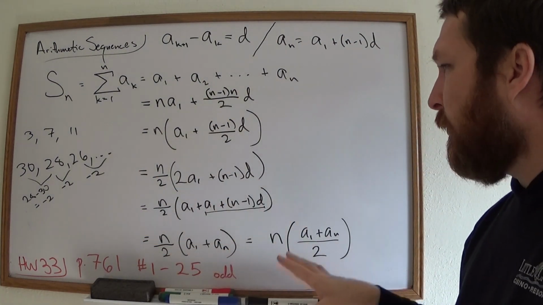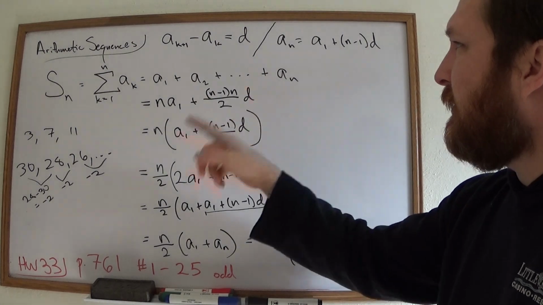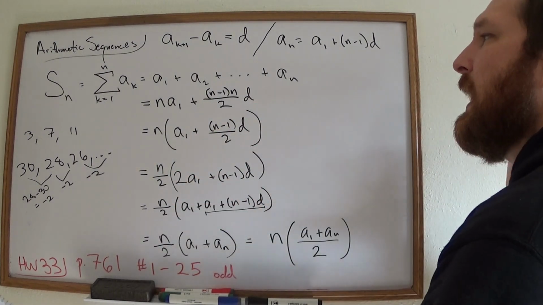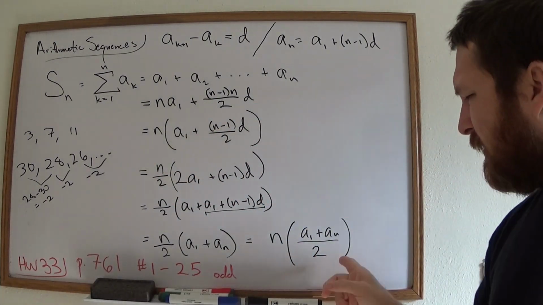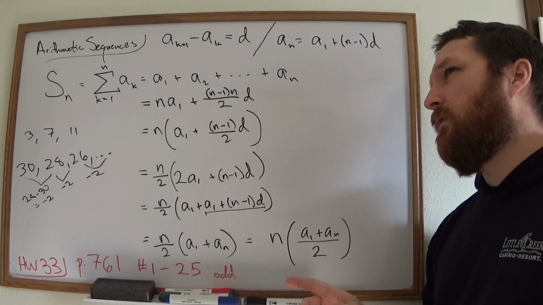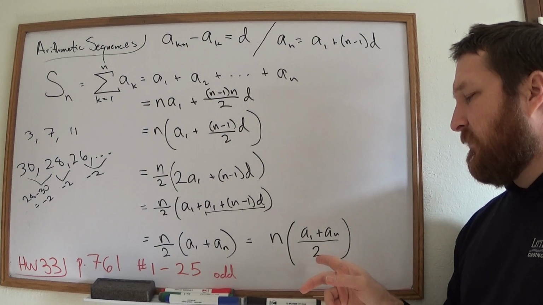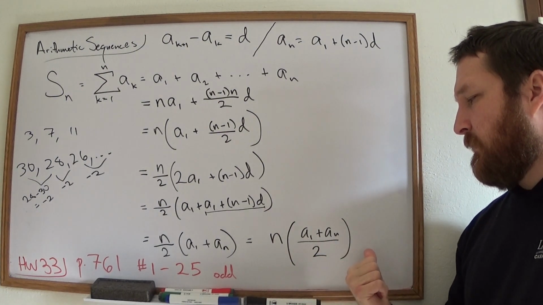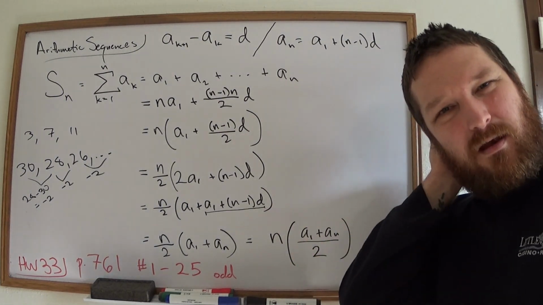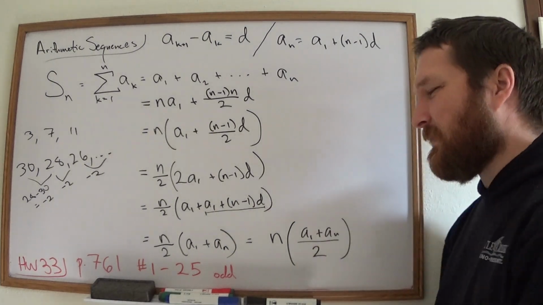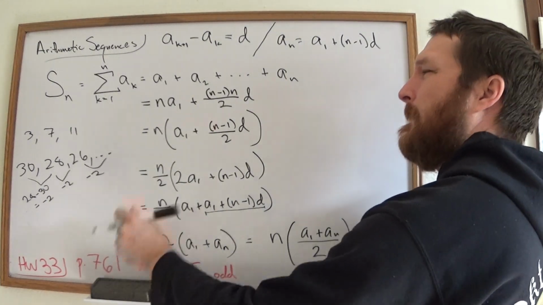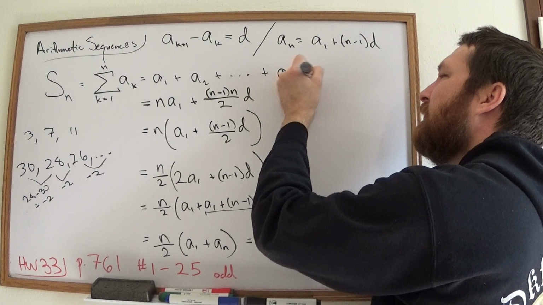But the point I'm making is you have any arithmetic sequence, and you want to add up all the terms, or you want to add up n terms. Apparently all you need to do is take the average of the first term and the last term, and then just multiply that by n. Let's see what's going on, because that seems a bit, I don't know. I couldn't have predicted that.